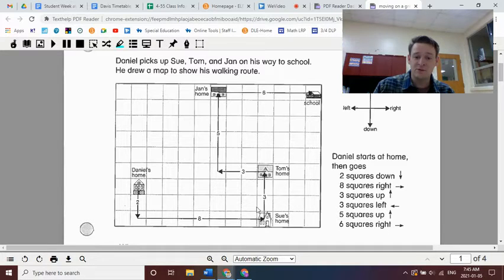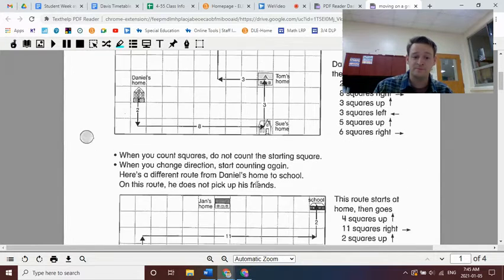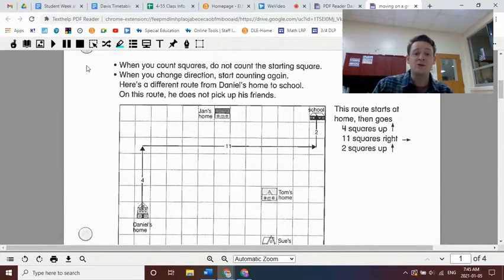Down 2 squares, right 8 squares, 3 squares up to Tom's house, 3 squares left, 5 squares up to Jan's house, and 6 squares right to school. When you count squares, you do not count the square you start on. It's just like when you're taking steps, you wouldn't count where you start, you would count that first step forward. And when you change direction, you're going to start counting again.